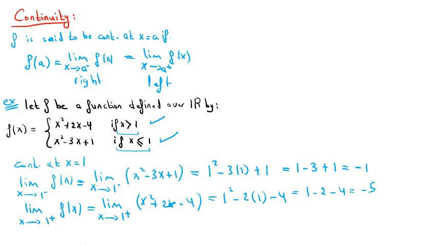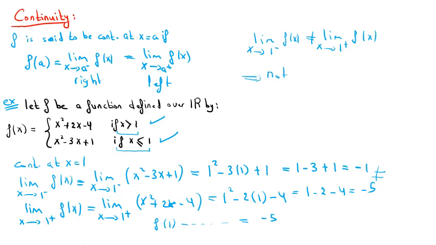Here you can see that the two answers are different, so no need to calculate f of 1. So we have the limit as x tends to 1 minus of f of x is different than the limit as x tends to 1 plus. So f is not continuous at x equal to 1.